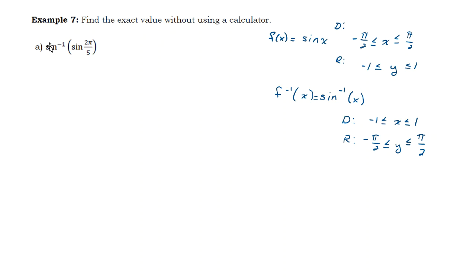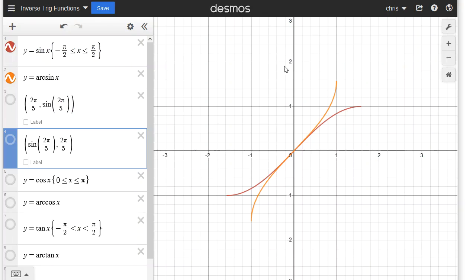Something that's really interesting to think about is this property of inverse functions, that if you take a point on the sine function and you switch the x and the y, that point is going to be on the inverse sine. So for example, if we input 2 pi over 5, then the output is the sine of 2 pi over 5 right there. This output, sine of 2 pi over 5, is approximately 0.951.